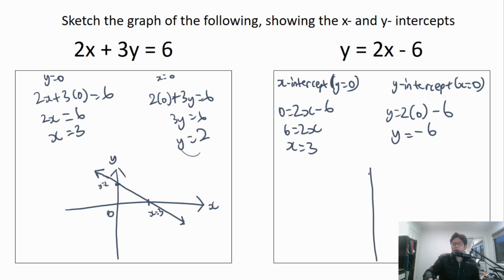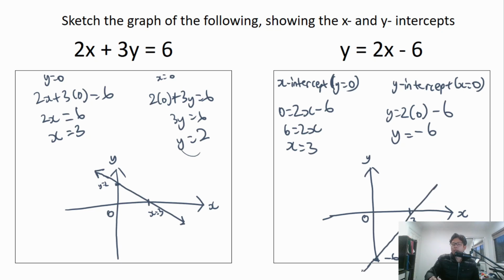So let's draw our axes for the graph again. Remember the things that we need to label. We need to label the origin. You label the y-axis, the x-axis, and the x and y intercept. So x equals 3 is roughly around here, and negative 6 will go down. I'd say it's roughly around there. And it's just a sketch, so the points don't have to be too accurate.